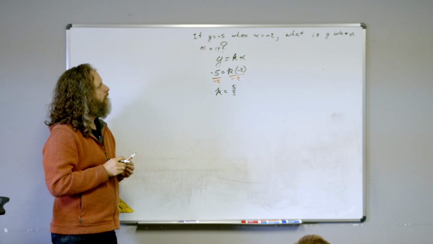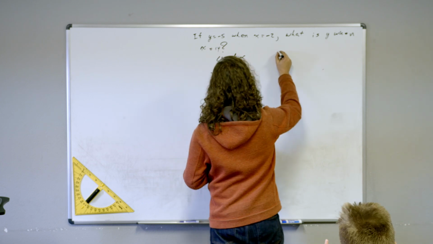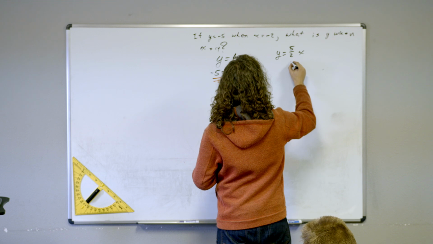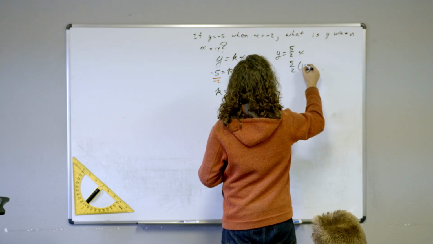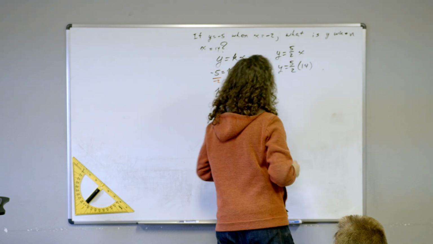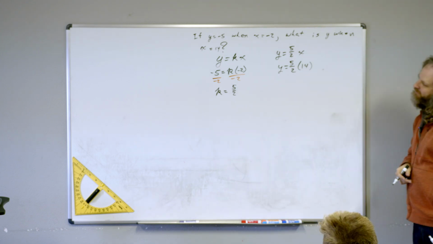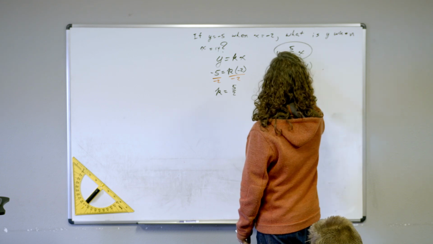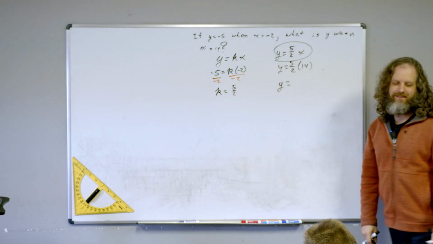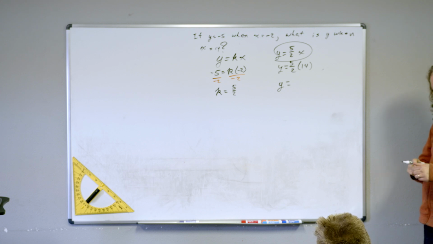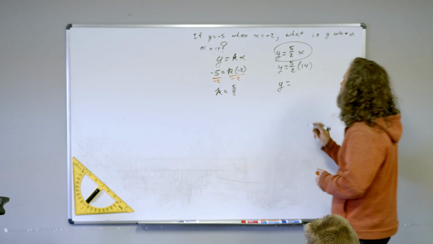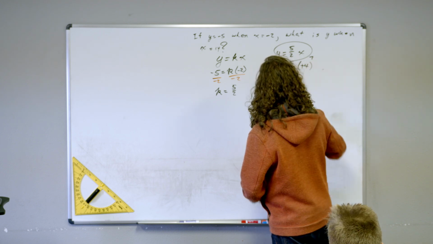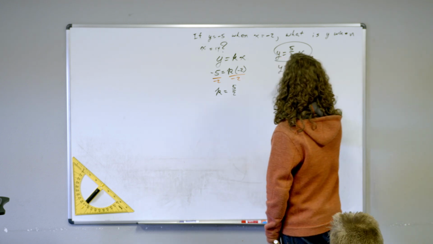Now what? We change the x part to 14. So y equals what? What's 5 halves times 14? 35. It is 35, because this reduces to 7 once. 7 times 5 is 35.